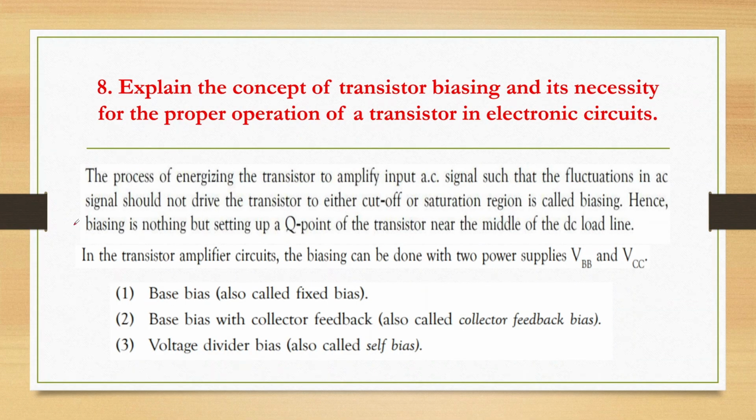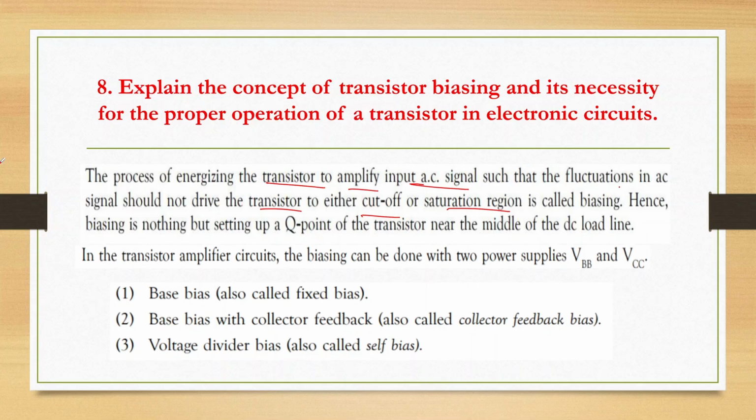Then the next question is: explain the concept of transistor biasing and its necessity for the proper operation of transistor electronic circuits. So what is this biasing? Biasing is a process of energizing the transistor to amplify AC signals such that fluctuations in AC signals should not drive the transistor to the cutoff or saturation region. This we name as biasing.